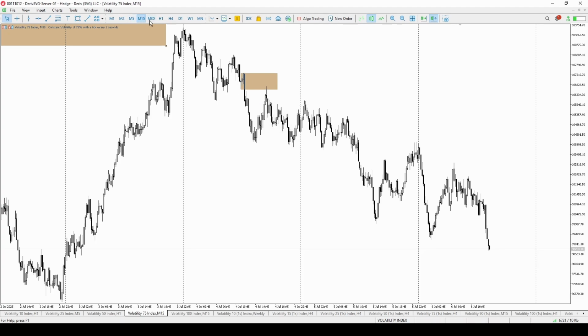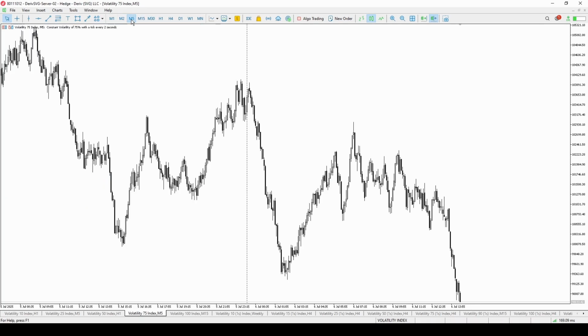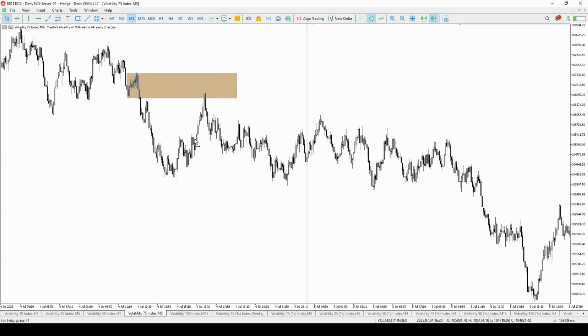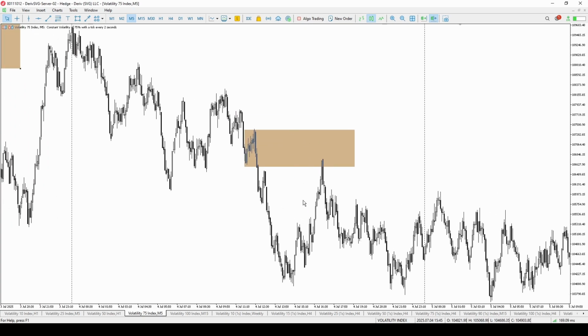Let's just say this is an M15 chart. Now, what do we want to do? Let's just say the market tapped in there. We're looking for an entry. We go to our M5. We then go back. And then what do you see?